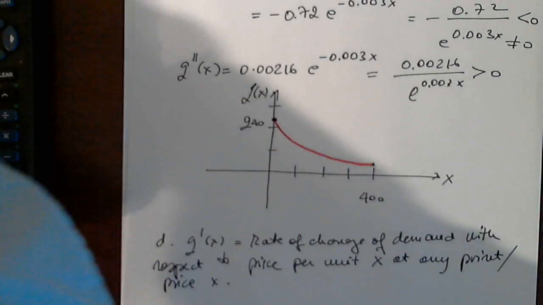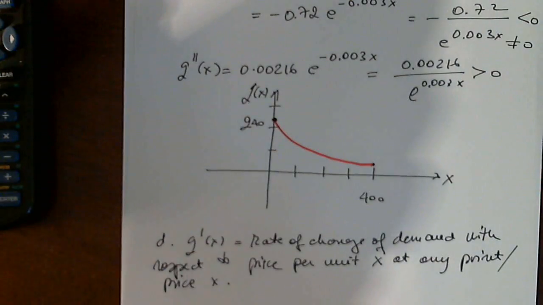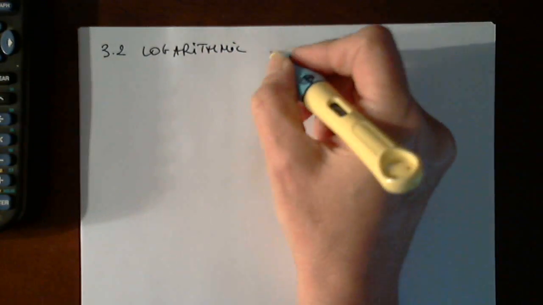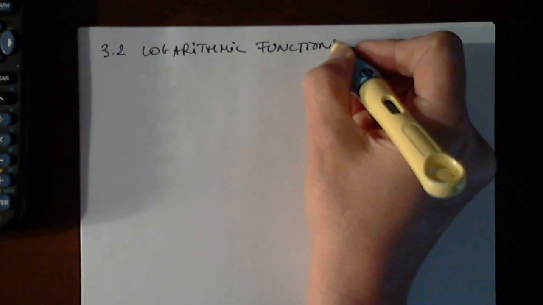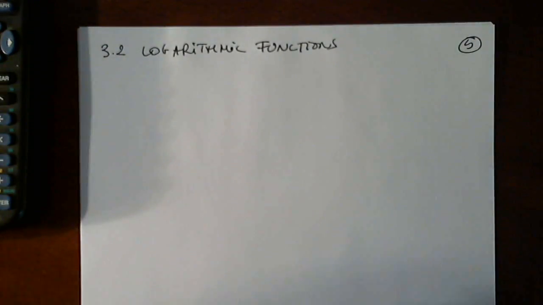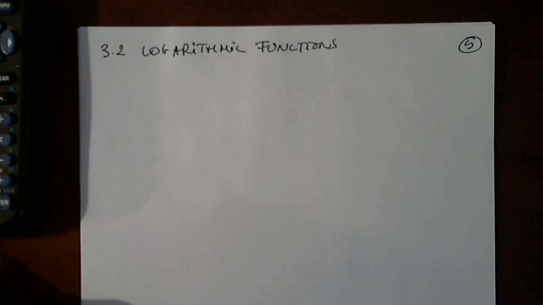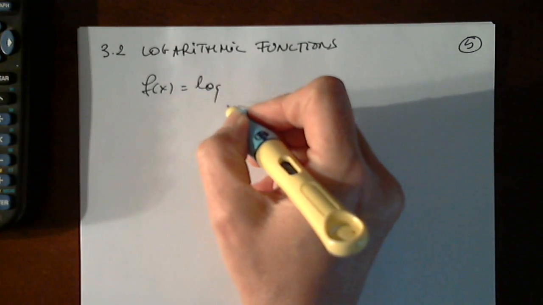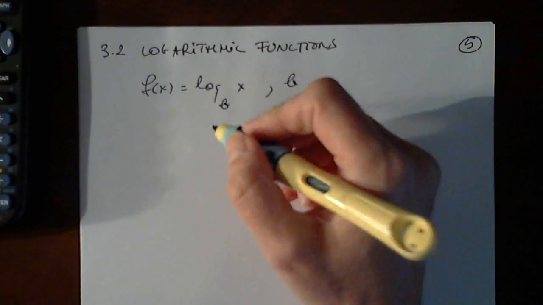I think we can move on now to 3.2, logarithmic functions. And this is my page 5. Okay, it starts on page 322. I hope you look at the properties of log. I hope you look at the definition. The definition of a log function is log base b of x, where b has the same properties.